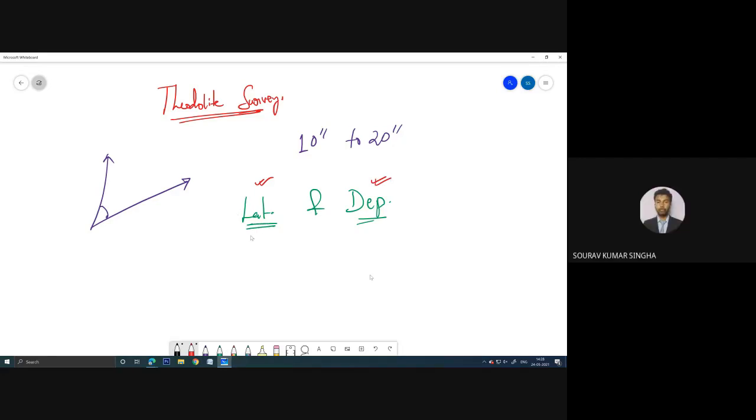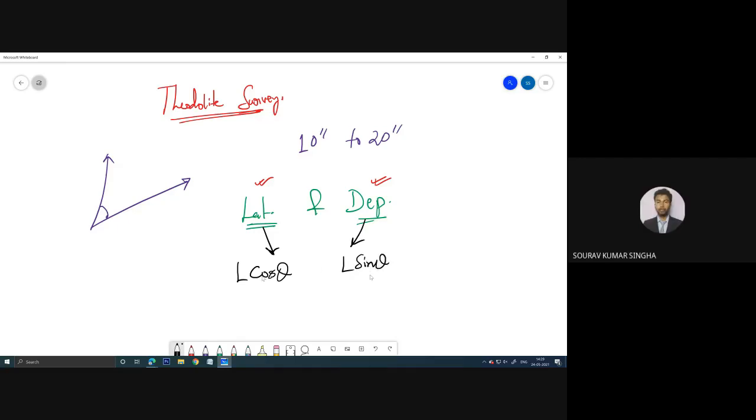Anyone? As you know, how can we determine latitude and departure? Anyone? Please give some point. Sir, L cos theta. Yes, can you elaborate once more? What is the value of latitude? L cos theta. Latitude, okay. L cos theta is latitude and departure is L sin theta. L sin theta. Okay.